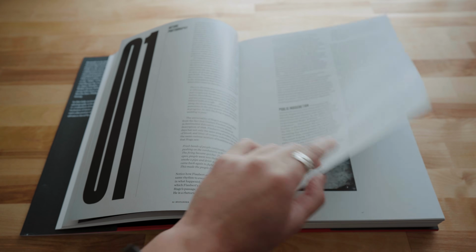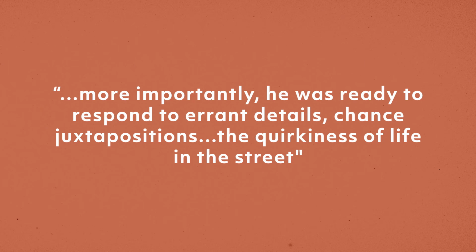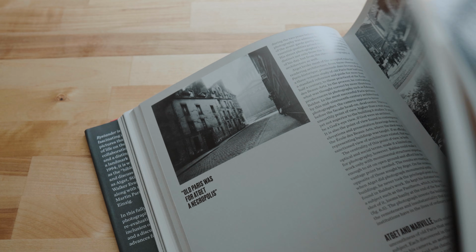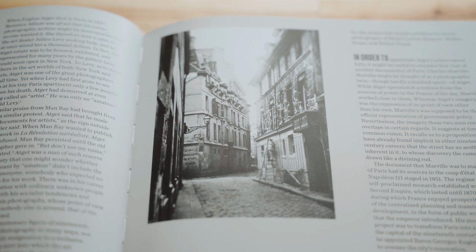In the book, Westerbeck describes Atget as, "like every practitioner of the genre, he wandered the streets with his camera looking for what today would be called photo opportunities. More importantly, he was ready to respond to errant details, chance juxtapositions, the quirkiness of life in the street." Some might see this work and think of it as architecture photography. But Atget's images spoke so much more than just a presentation of architecture in Paris. It was a documentation of life in Paris through the eyes of someone who lived there at the time.